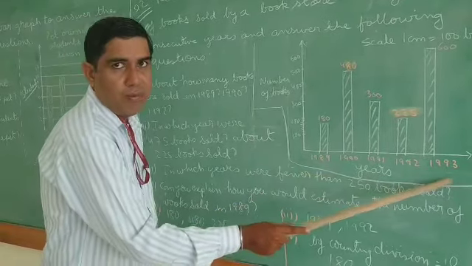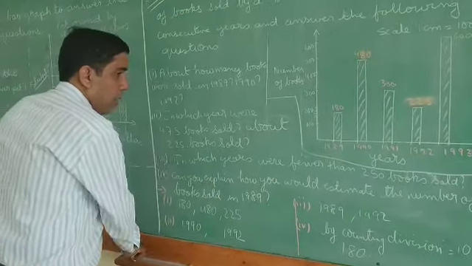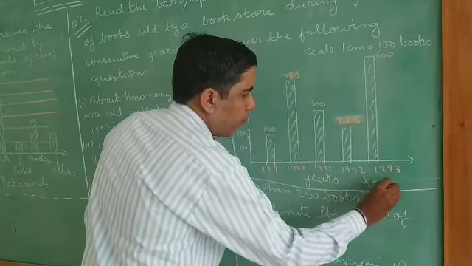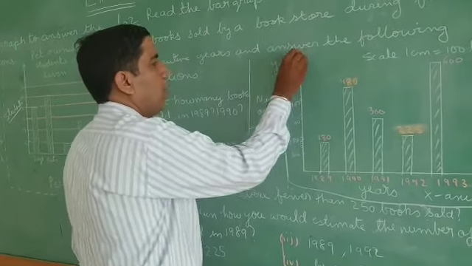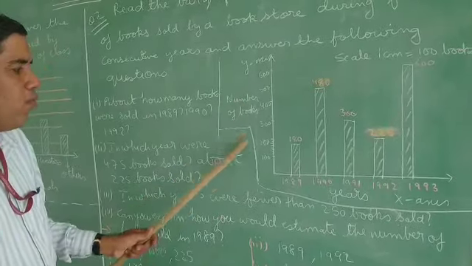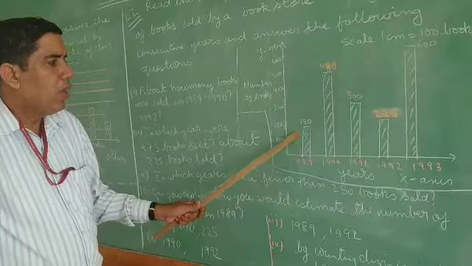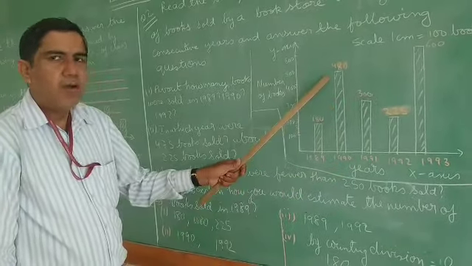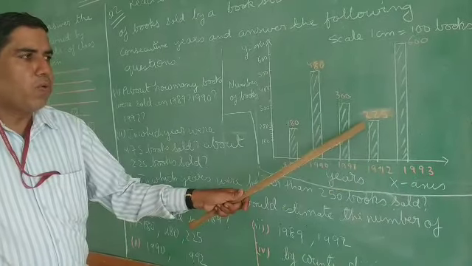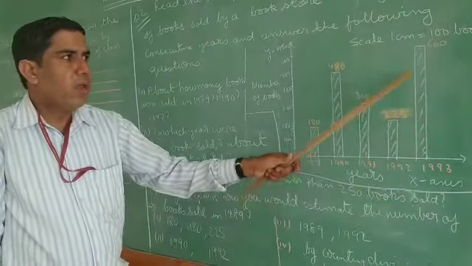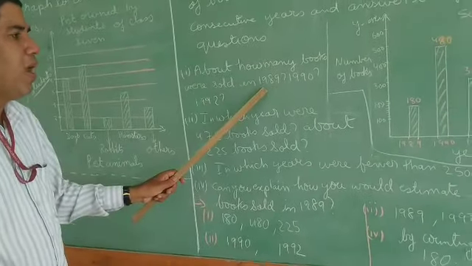Years I have taken on which axis? X, and this is the Y axis. So let me write it down. It is the X axis and this is the Y axis. You can see it is the number of books, and here are the years. Now in 1989 how many books were sold? It is 180. 1990, 480. 1991, it is 300, and 1992, 225. 1993, it is 600.